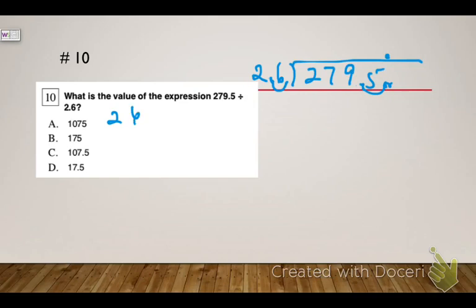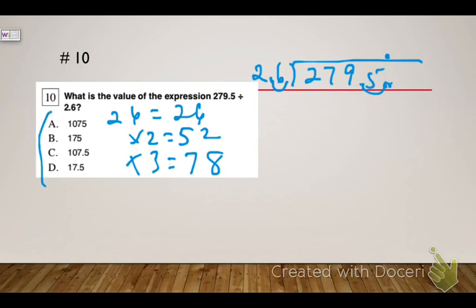26 times 1, times 2, times 3. You know, kids, you notice these answers? They all have a 1075. The only difference is, well, this one here doesn't have a 0, but some have a decimal point, some don't. Pay attention to your answers.